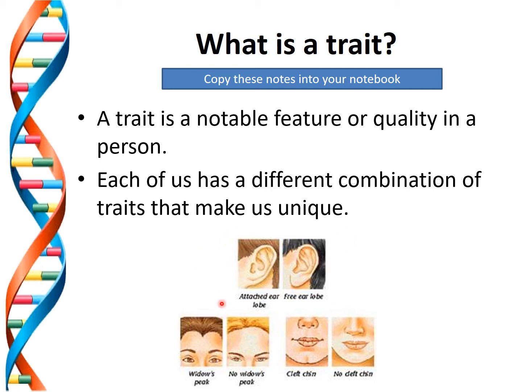For example, earlobes. Earlobes can either be attached to the ear, so you'll notice that the ear goes straight across, or you can have a free earlobe, which here shows more of a break from the side of the face. The next group of traits is your hairline. You can either have a widow's peak, so that your hairline comes to a point, or no widow's peak, shown here by more of a straight curved hairline.